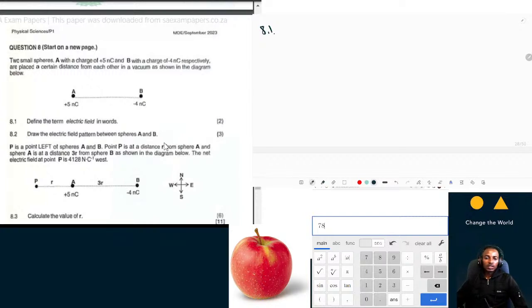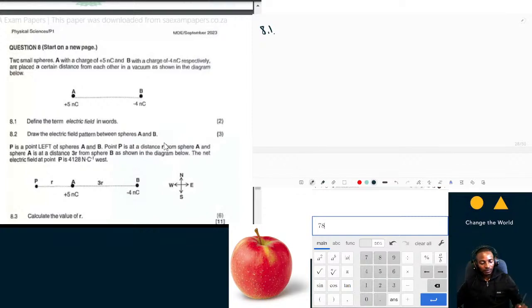Okay, so we have two charged spheres. The one is negative and the other one is positive, so they are going to attract each other. Then we need to define the electric field in words. So what is electric field? Electric field is a region in space where an electric charge will experience a force. Therefore, if you place an electric charge in a certain region and that electric charge experiences a force, that means that region is the electric field.